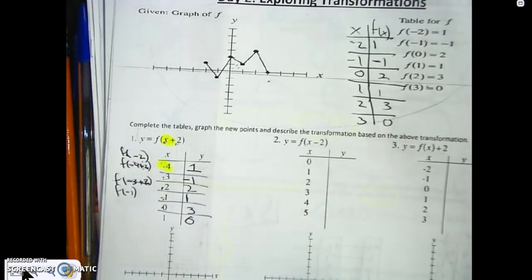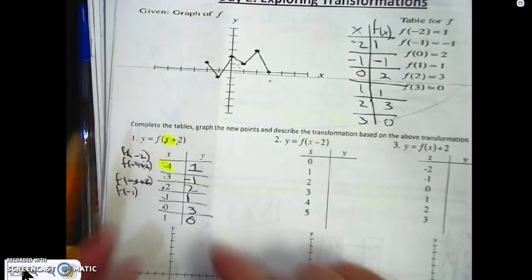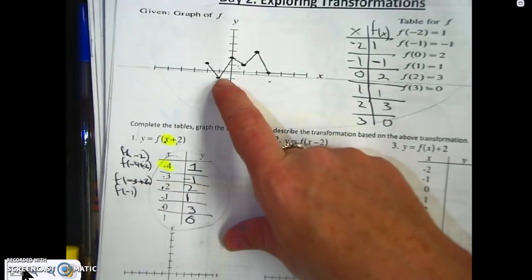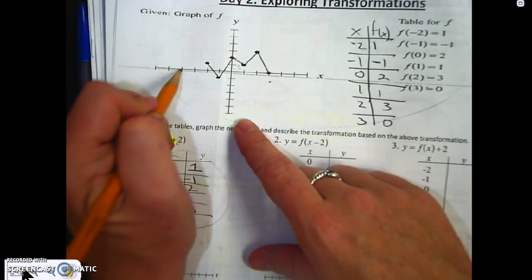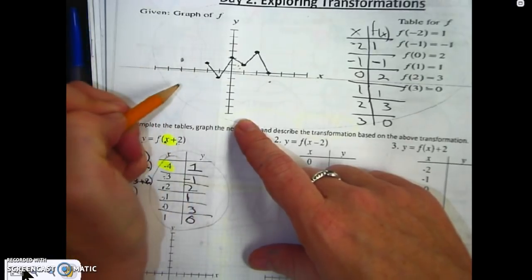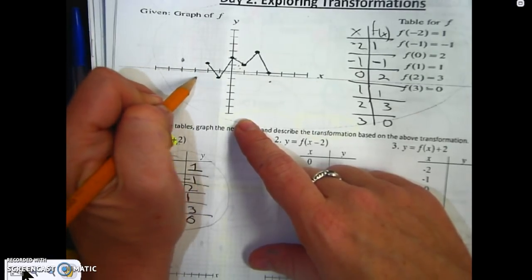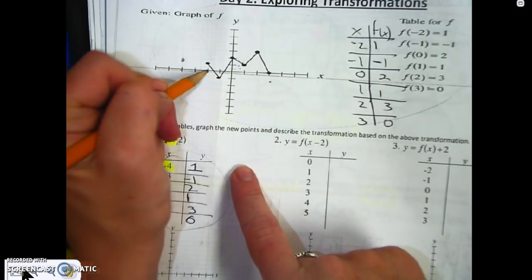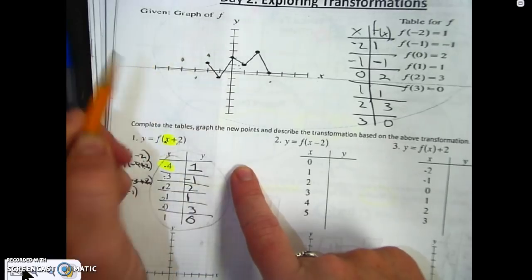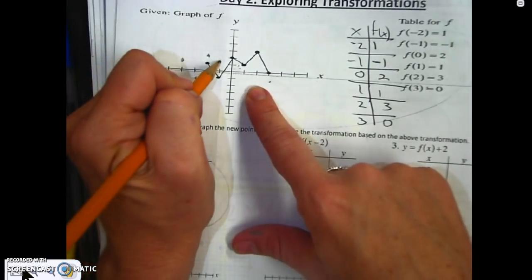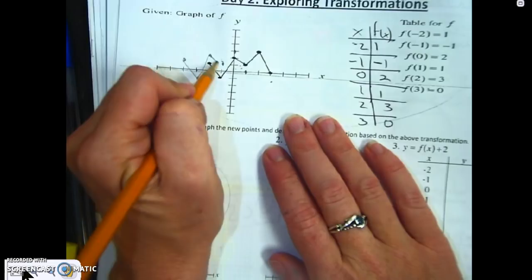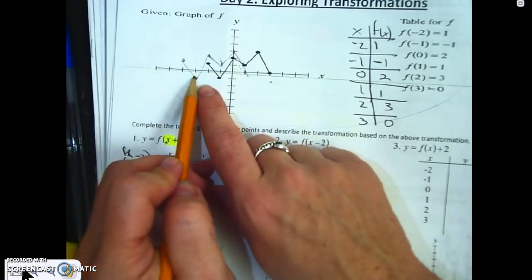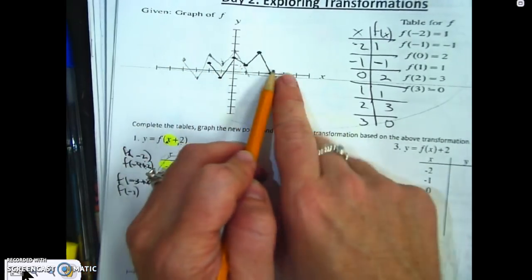So what does this mean? Well, let's say I graphed this on here. So I would go left 4, 1, 2, 3, 4, up 1. I would go left 3, down 1. I would go left 2, up 2. And then left 1, up 1. And then 0, 3. And then 1, 0. So if I connected these, this shape is the same thing as this shape.